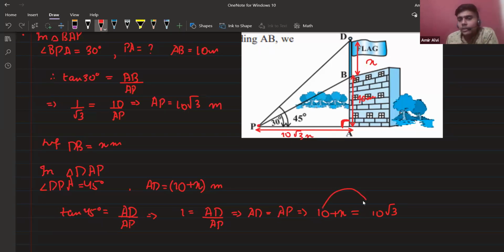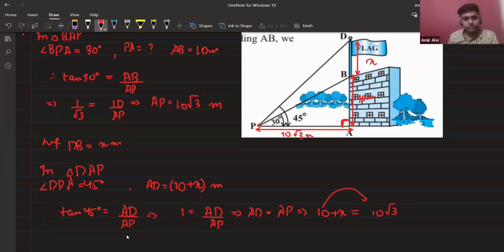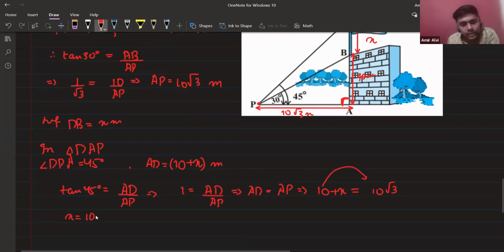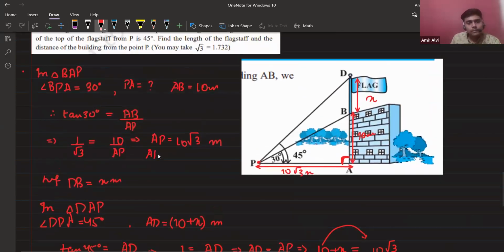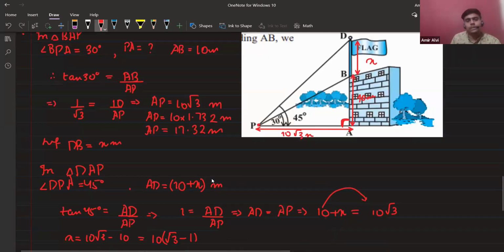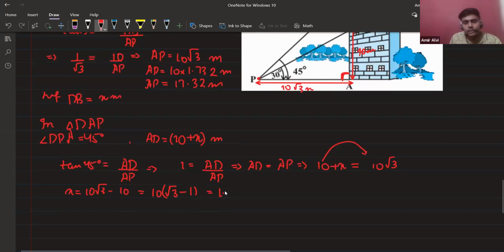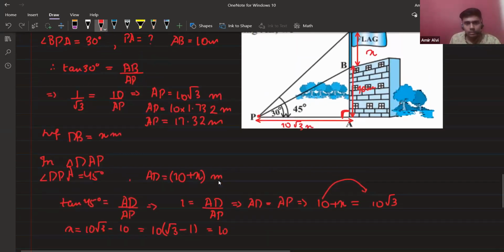Okay. Take the 10 on the right hand side. X equals 10 root 3 minus 10. Take 10 common: 10 into root 3 minus 1. Is the value of root 3 given in the question? Yes, it's given. So AP will be 10 into 1.732 meter. So AP will be 17.32 meter. Clear, everybody?